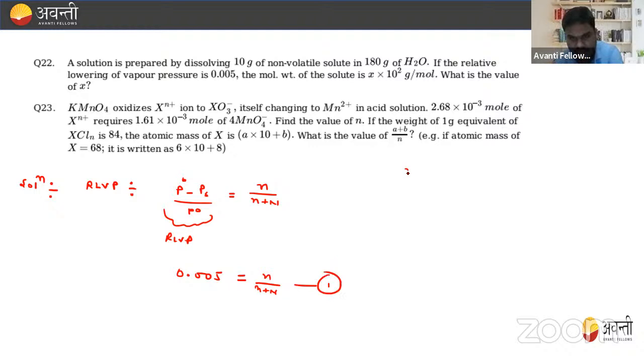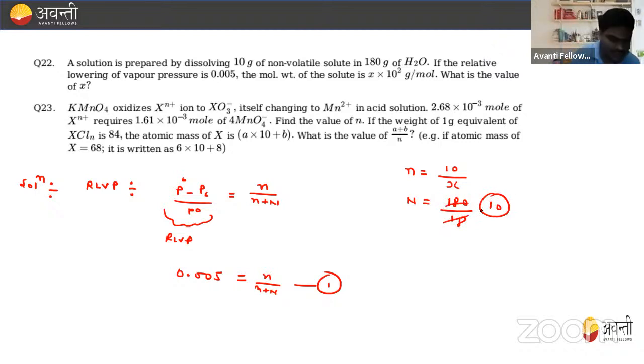So let's calculate the small n first. For the small n, that is the mass of the solute upon the molar mass. So the solution is prepared with 10 gram of non-volatile solute in 180 gram of the solvent. You have to calculate the molecular mass of this, so this is nothing but x. Now, capital N: the mass of the solvent is 180 and the molar mass of H2O is 18. So it comes out to be 10. So this value comes out to be 10.